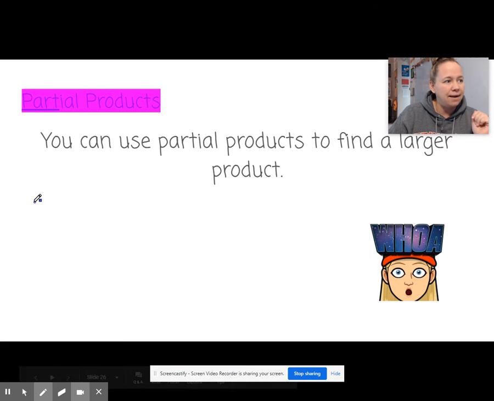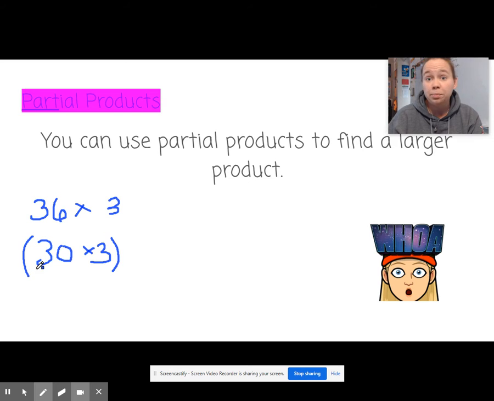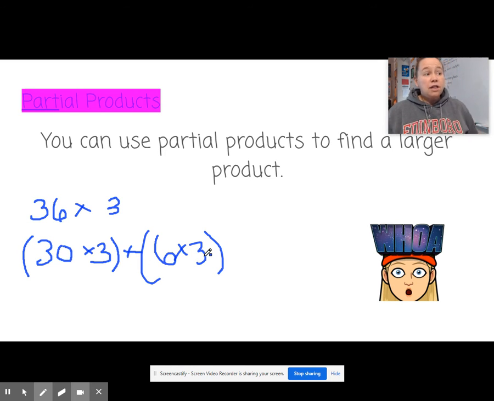So let's say we have 36 times 3. Partial means you're going to break it apart. So I'm going to break this into 30 times 3. Oh, look, I'm even going to use my parentheses to group them. Plus 6 times 3. Right? So I'm multiplying the 30 times 3 and the 6 times 3 because I broke this into 30 and 6, just like we did when we learned about expanded form, right?